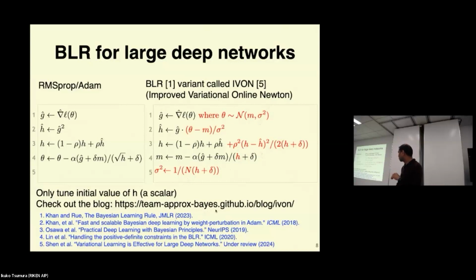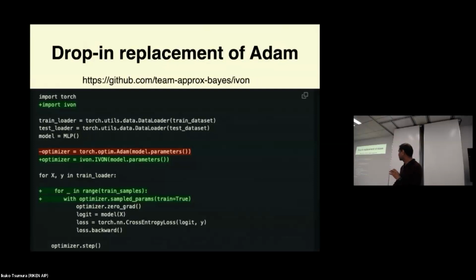Okay, so you can look at this blog. I just published it last week, and there's not much. You can go and download the code and change two lines: just remove this Adam optimizer and replace it with IVON. And if you want, you can add more samples, not just one sample. But that's it, and then you can run this.